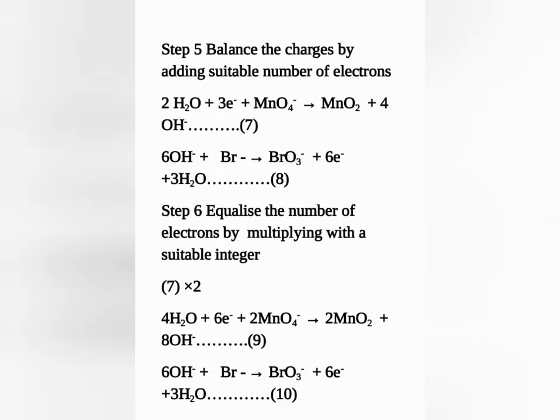In the first equation we will have only -1 charge on the left hand side, but 4 OH minus is there on the right hand side. So the right hand side will have -4, and the left hand side will have -1 only. So we will have to add 3 electrons on the left hand side. Similarly, in the second equation we will have -6 plus -1, that is -7, on the left hand side, and the right hand side will have -1 only. So to equalize the charge, we will have to add 6 electrons on the right hand side.